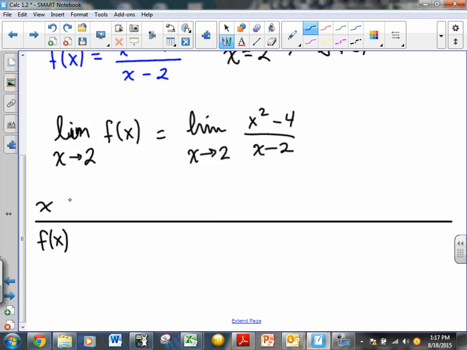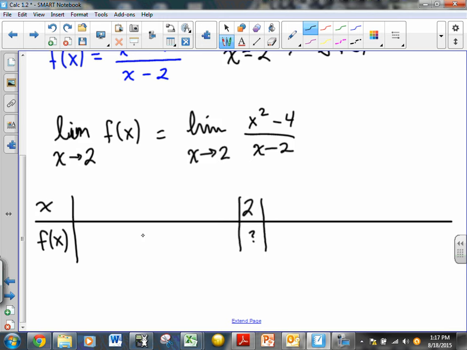A little table of values can be helpful. So we know when the x value is 2, there is no function value. But we can look for values around 2.